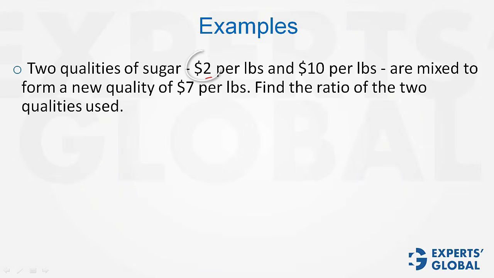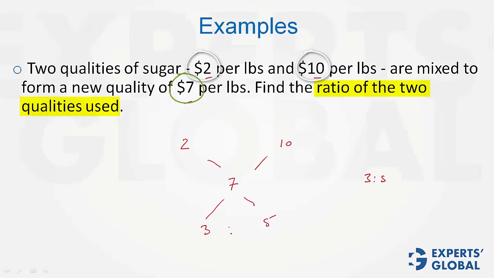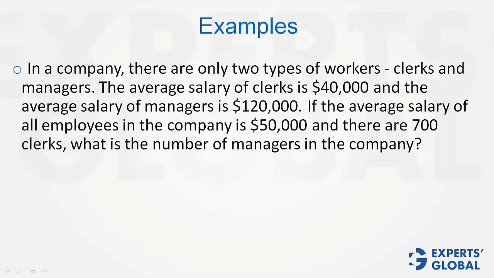Two qualities are 2 and 10. The resultant quality is 7. We have to find the ratio of the two qualities used. So see how quickly we can solve it. 2 and 10 are the two qualities. 7 is the resultant quality. The difference between 2 and 7 is 5. The difference between 10 and 7 is 3. Therefore, the required ratio is 3 to 5. So this can actually be solved in like 30 seconds. Look at this question. Please pause the video, try solving it yourself.